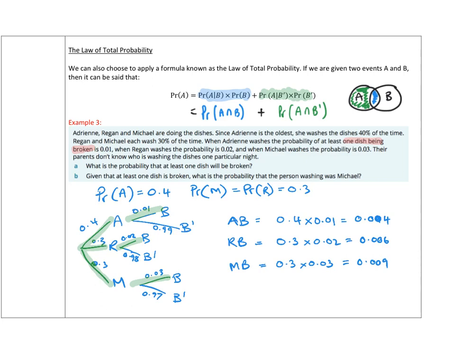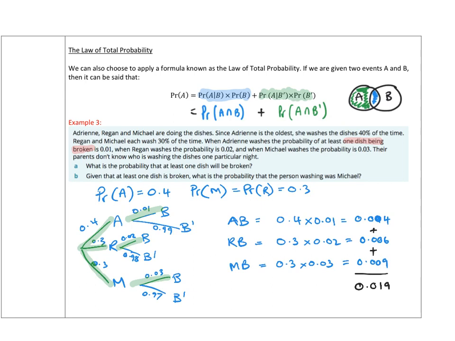Now if we add all of these, we've got to add them all because they all represent a chance that something could be broken. We end up with 0.019, I mean to say, sorry.